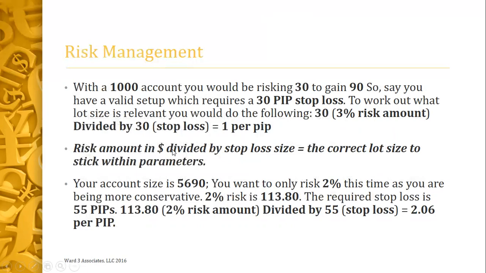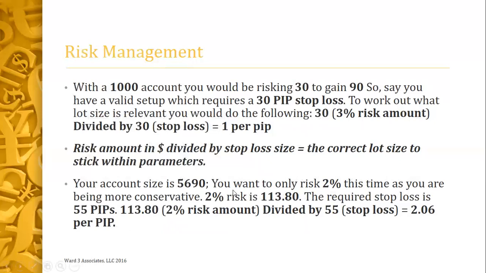The risk amount in dollars divided by the stop loss size is the correct lot size to stick within the parameters. So what that means is the risk amount, which is $30, divided by the stop loss size, which is 30, okay? It's going to give you the correct lot size, which is $1 per pip. So that dollar per pip, though, it's not 1.00. It's going to be 0.10. Okay.